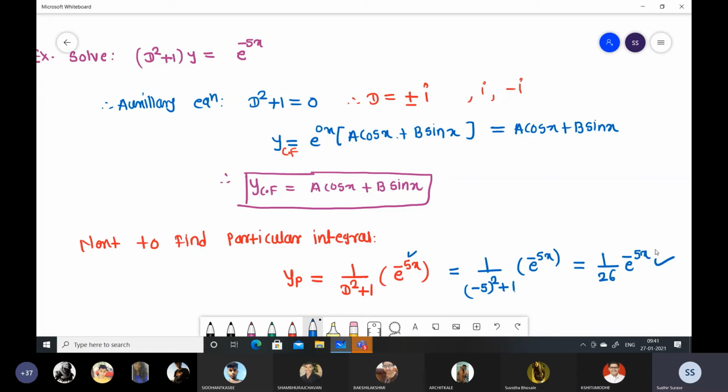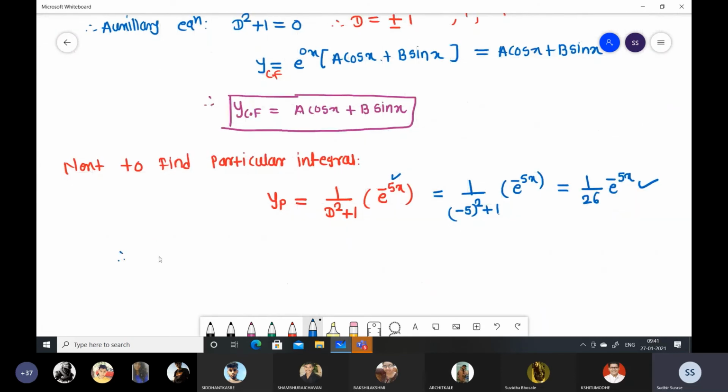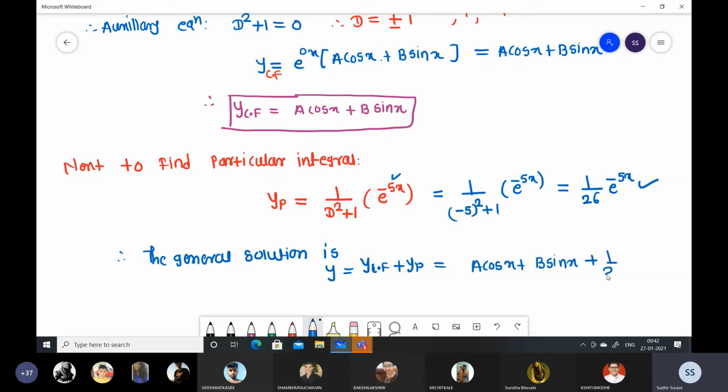Now let me take the second. First of all, let me write the general solution as usual. So therefore the general solution is y is equal to ycf plus yp. So that is a cos x plus b sin x plus 1 upon 26 e to the power negative 5x. Very simple we have. Okay, shortcut formula.